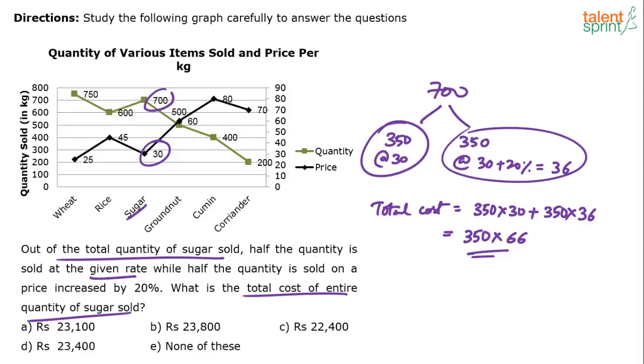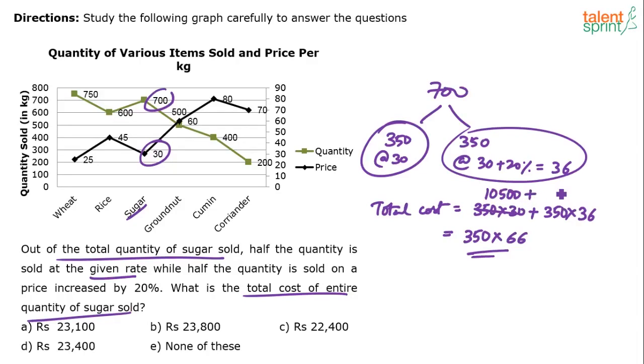I am better off finding out 350 into 30. I'll tell you, instead of doing 350 into 66, 350 into 30. What is 350 into 30? 10,500, right? 350 into 3 is 1050. 350 into 30 will be 10,500, right? So if this is 10,500, this is 10,500 plus 20% of 10,500, because price has increased by 20%. If price per kg is increased by 20%, overall price also will increase by 20%. You're getting it? So I can say this is 10,500.